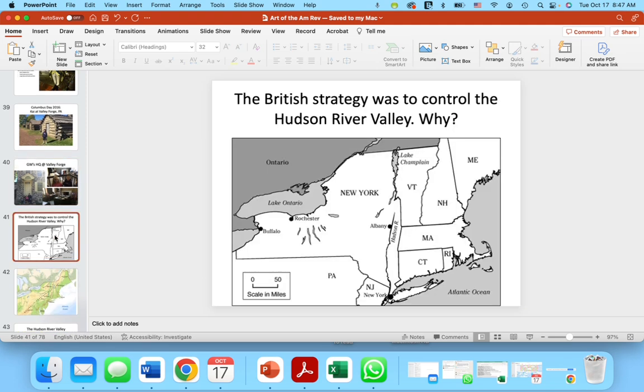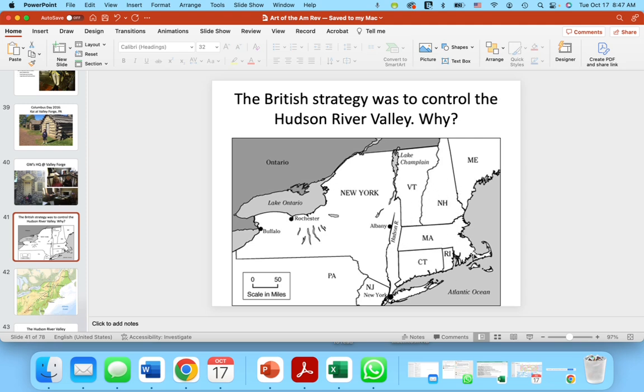Let's jump to 1777. Remember, the British strategy was to control this Hudson River, control this waterway, basically. The Brits have Canada because they won the Battle of Quebec. So the Brits control Canada. They want to control Lake Champlain. They want to control the Hudson River down to New York City. They just beat George Washington in New York City. They want to control these waterways. Why? To isolate New England.